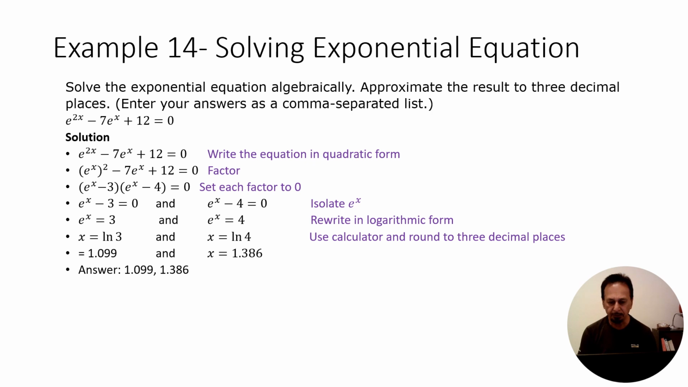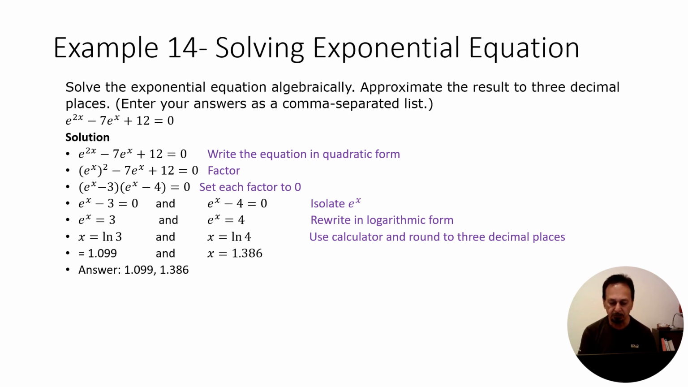Example 14. We're going to solve this equation: e to the 2x minus 7 times e to the x plus 12 equals 0. This looks like an equation in standard form, so we're going to try to write it in standard form. We can write e to the 2x as e to the x to the power 2, minus 7 times e to the x plus 12. It looks like the first term is the square of the second term, I mean in terms of the variable term.